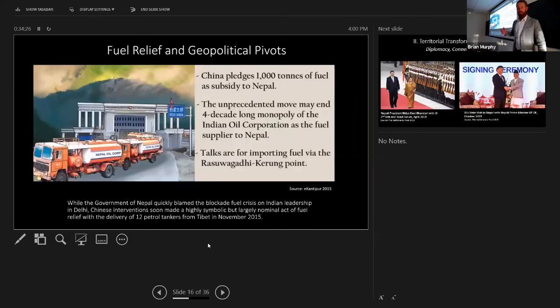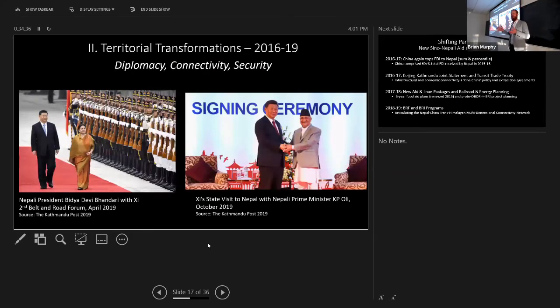So this was the end of 2015 when this fuel delivery came, which further marked this pivot for leadership in Kathmandu and many of Nepal's international relations away from New Delhi and towards Beijing.